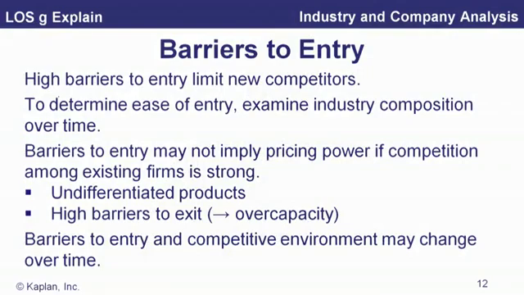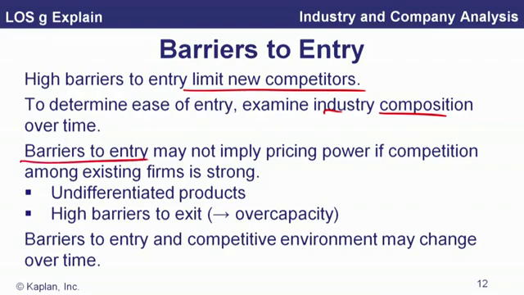Okay, so barriers to entry. High barriers to entry are going to limit new competitors. So, you've got an idea for a business. Well, if you can start a business and build a wall around it, then you may earn superior profits for a while. But if you can't build a wall around it, then the economic model says that somebody's going to come in and compete with you. So to determine the ease of entry, you can look at the industry composition over time. And if the same 4 or 5 firms have controlled 50 or 60% of the market share over time, well, that's because no one else is able to come in and compete with them. The barriers to entry are high in some form or another.